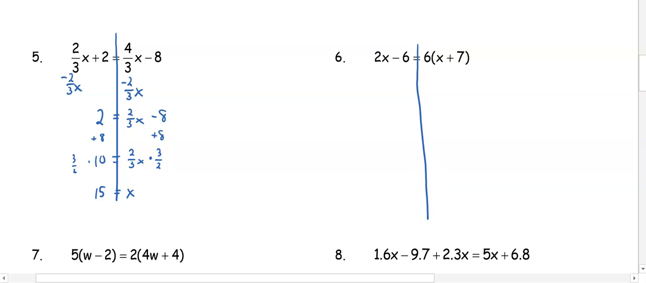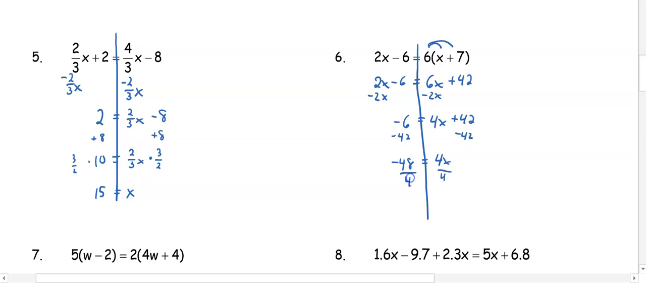In number 6, there is a parenthesis on the right-hand side. So we need to get rid of that first by distributing. So we're going to multiply by 6. So 2x minus 6 equals 6x plus 42. We can subtract 2x from both sides. Negative 6 is equal to 4x plus 42. We can subtract 42 on both sides. Negative 48 is equal to 4x. When you divide by 4, x is equal to negative 12.